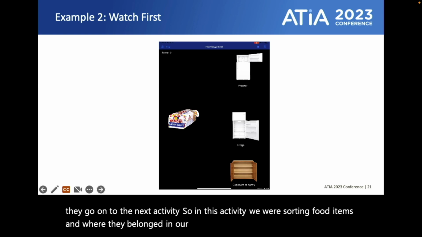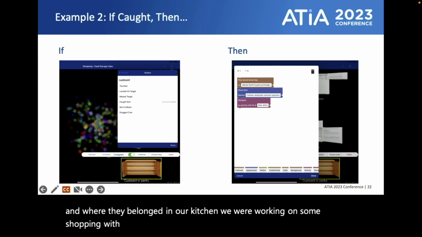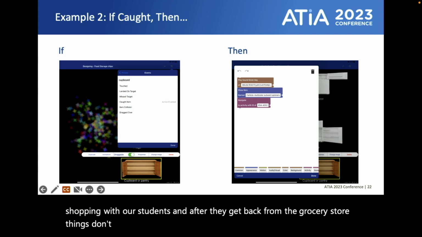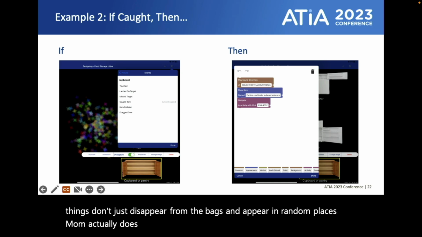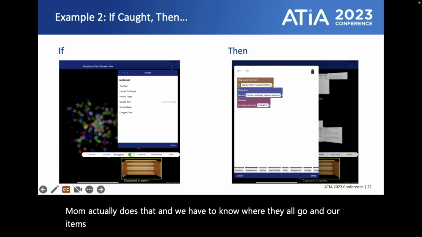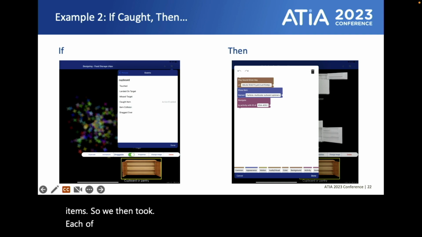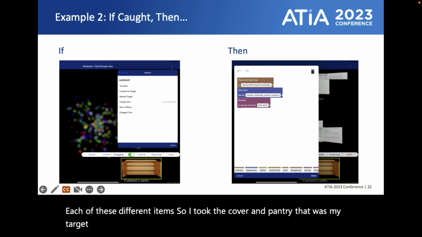We were working on some shopping with our students, and after they get back from the grocery store, things don't just disappear from the bags and appear in random places. Mom actually does that, and we have to know where they all go. So we took each of these different items. I took the cupboard and pantry. That was my target location, and I wanted to know if it caught the item.